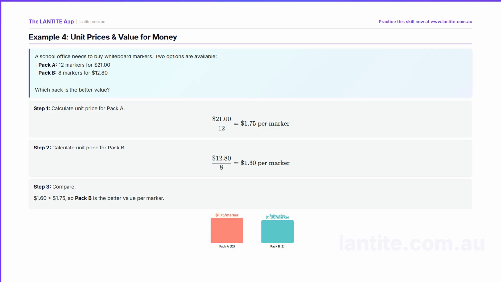Since $1.60 is less than $1.75, Pack B is the better value. This is a classic LANTITE question. Always divide total cost by quantity to find the unit price.